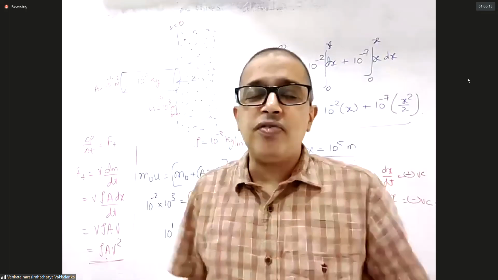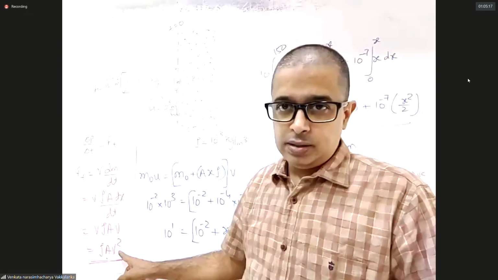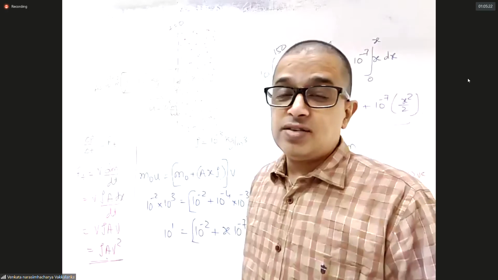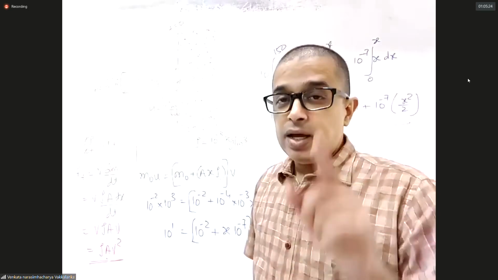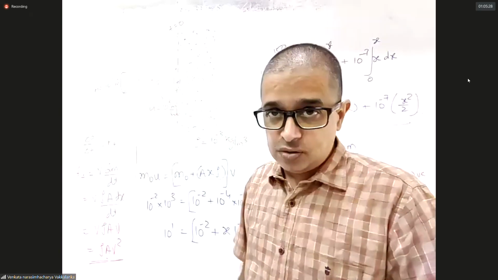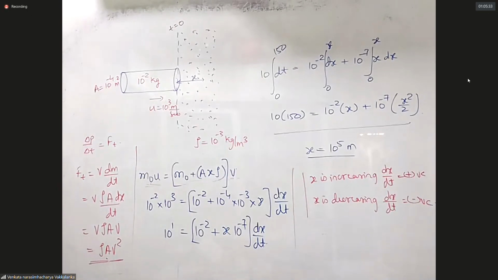Water coming out from a hose pipe, the force exerted will be rho A V square. Exercise 1 of your booklet has a problem directly based on this. So that we did by F is equal to dP by dt.